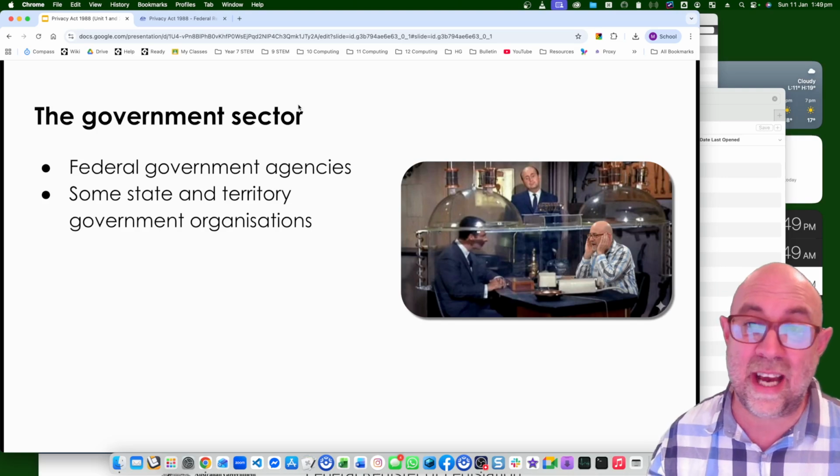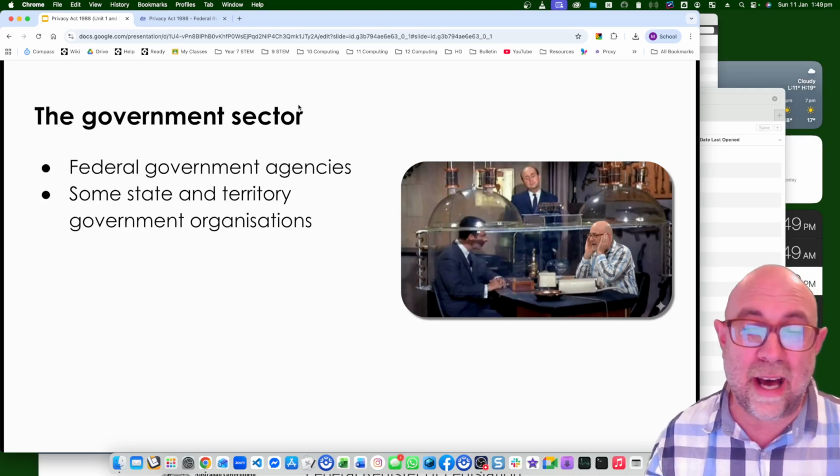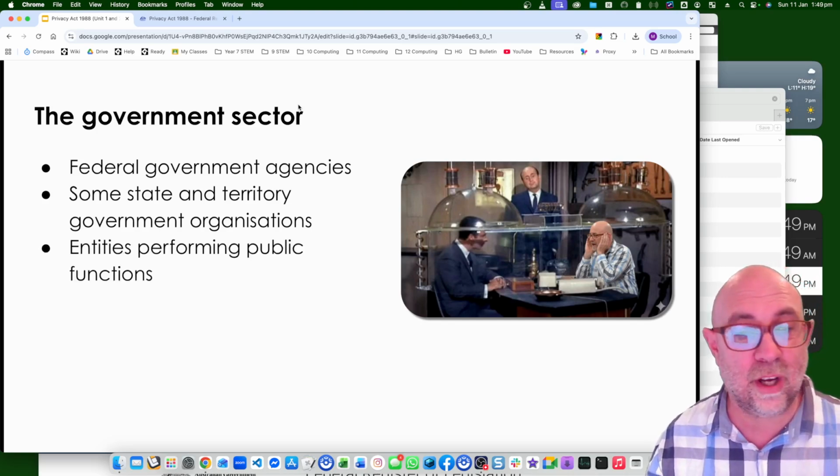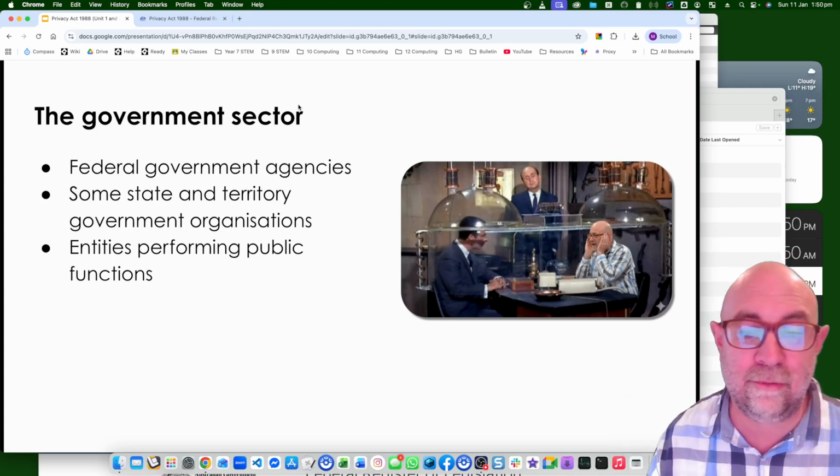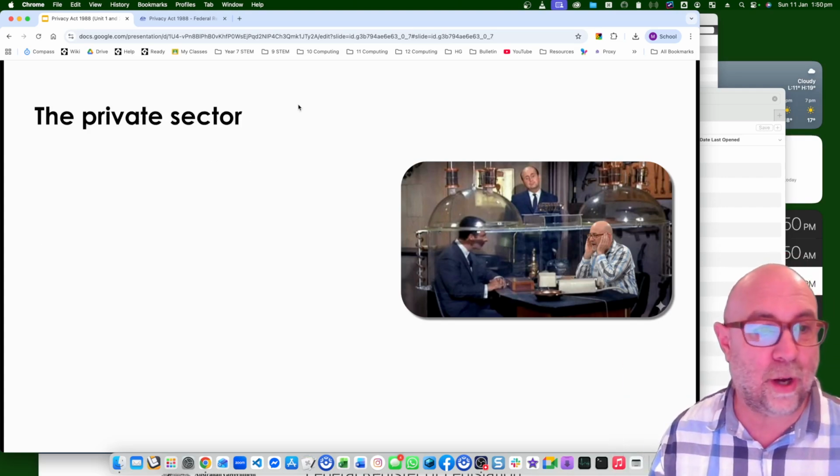There are some state and territory organisations, but I've never seen it come up in the exam, so I wouldn't stress about that. If you're performing a public function, so you're basically acting on behalf of the federal government, you're going to be bound by the Act.